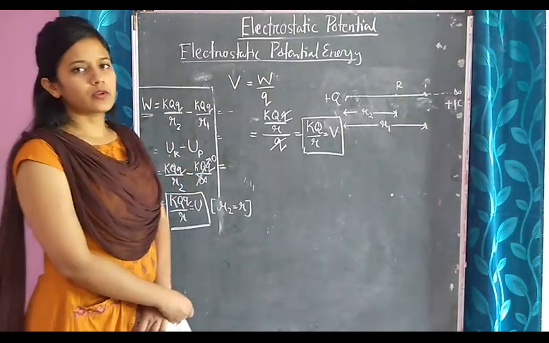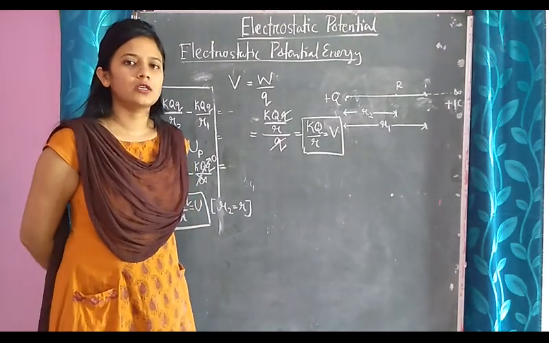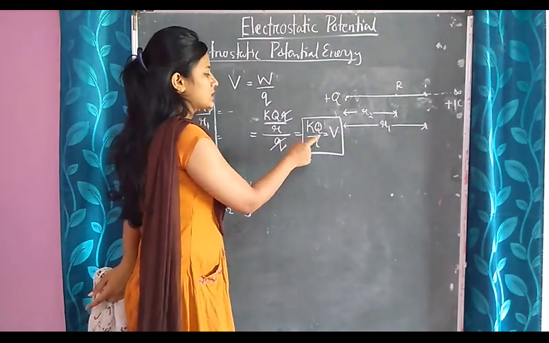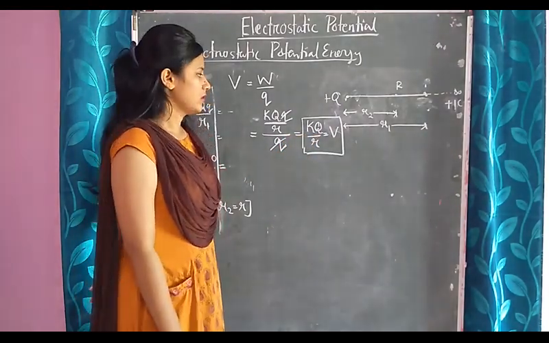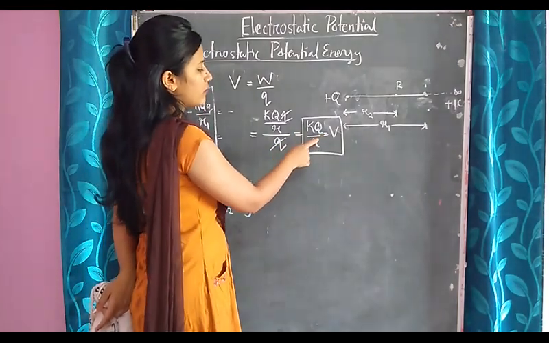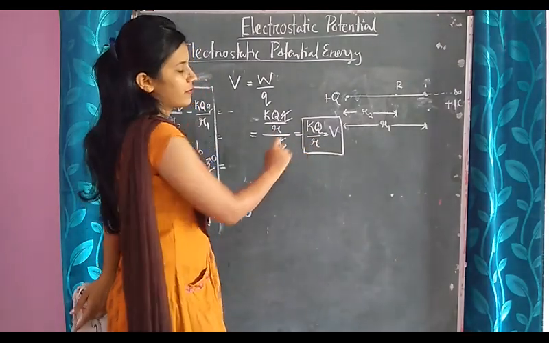So next class we will go for electrostatic potential due to a point charge, and we will derive that, and that will again come as KQ by R. How is it different from the electric field? In the electric field term we have an R square term, whereas in potential we will have an R.